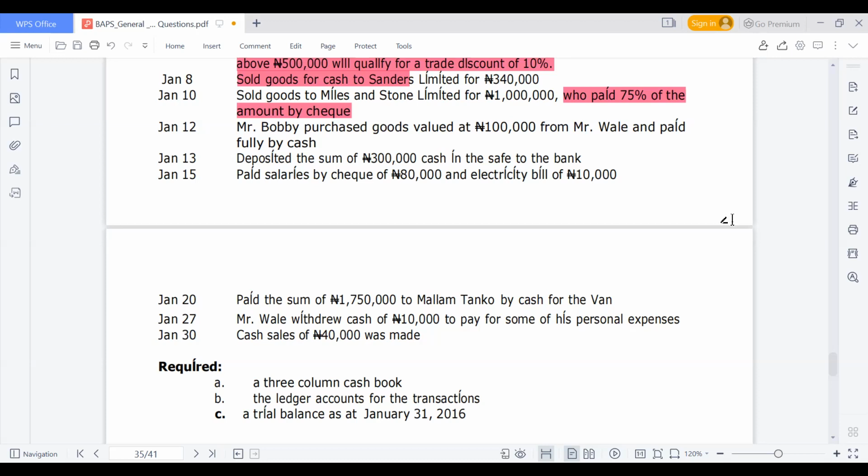we'll also post in the ledger, and if there's time as well, we'll also extract the trial balance. Like I told you in the previous class, once our ledger is correct, trial balance is just to do classification. If it is assets, put it in the debit side. If it is expenses, put it in the debit side. If it is equity, liability, or income, put it in the credit side. So once your ledger is correct, your trial balance will also agree.